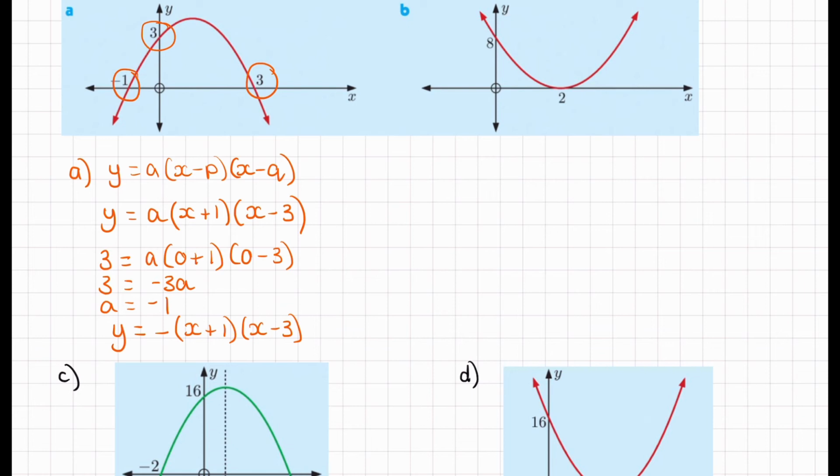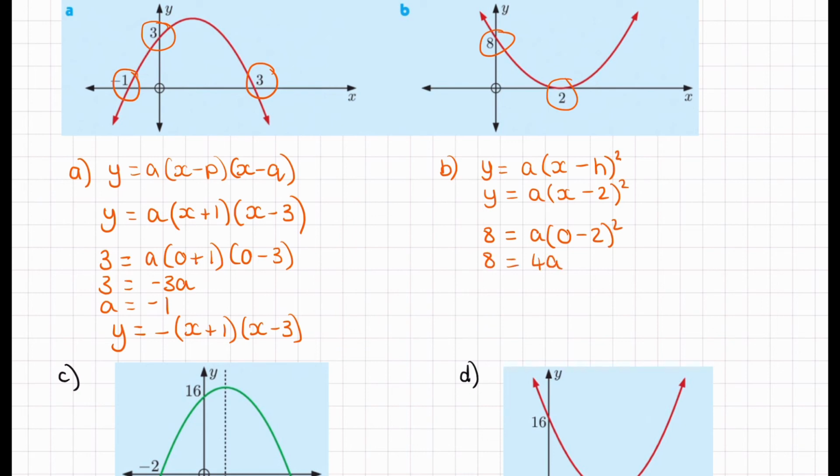Now, because this quadratic touches the x-axis, we know it is going to be of the form a, x minus h all squared. Do the same as we did before, put in our h value, which will be minus 2. Then we have our y-intercept at 8, so we can then work out what a is. So 8 equals a, 0 minus 2 all squared, which equals 4a, so a equals 2. So our equation is y equals 2, x minus 2 all squared.